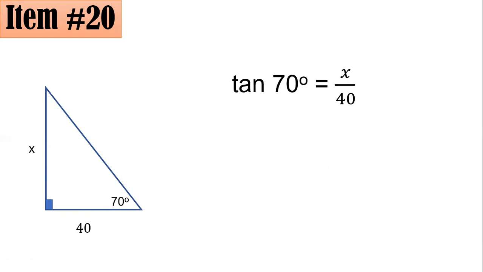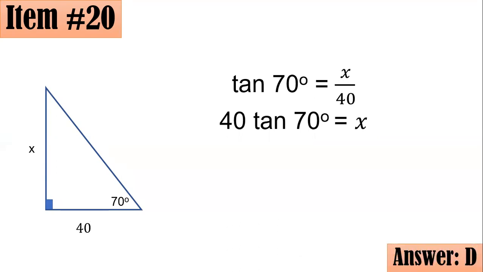So with such, multiplying both sides by 40 to clear off fractions and to solve for x, we have 40 tangent 70 degrees equals x, and that is letter D. I hope you got letter D. All right.